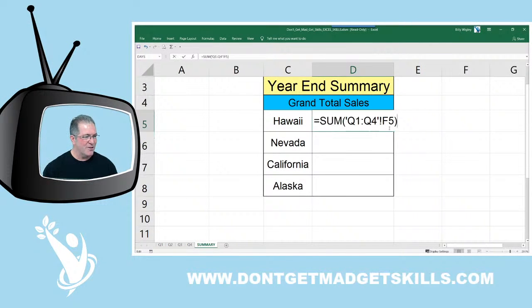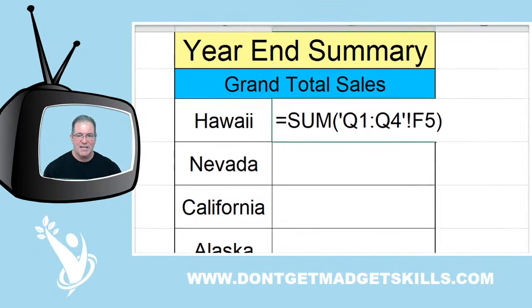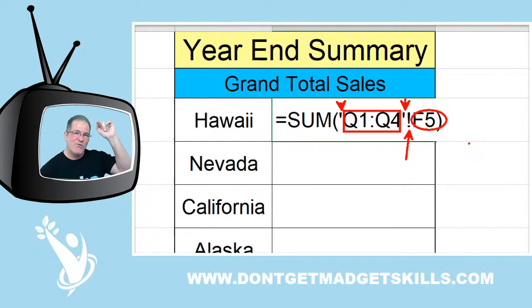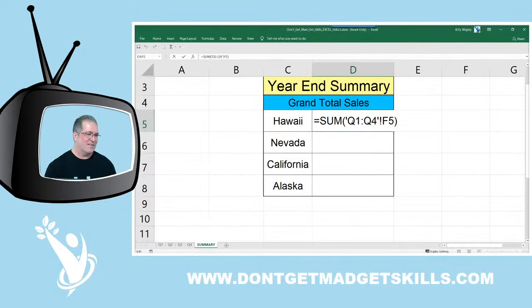There you have it. Take a look at what this formula says. This formula says that it's the sum of worksheets, this means that it's a worksheet right there, Q1 through Q4 for cell F5. See what they're saying? That formula says sum all the way from sheet Q1 through Q4, cell F5. There you have it. Press Enter.